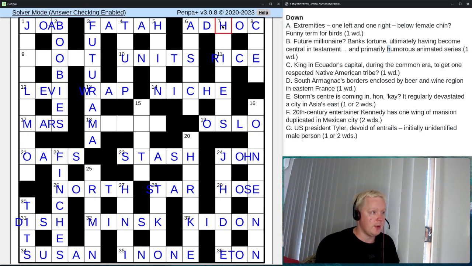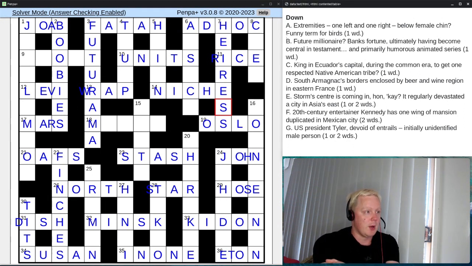The word eras. Here it is. H is the primarily humorous, and then an anagram of series is this string of letters here. And an heiress might be someone about to become a millionaire, and they might be someone who is central in a testament. So that's how that kind of works. So heiress and Futurama were the solutions for this B. Now I think that's all. Yeah, that's only two solutions here.